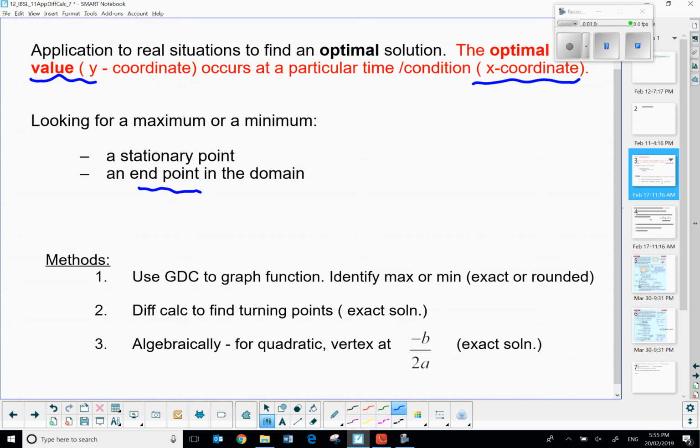Otherwise, if you're not in a calculator paper, then you're going to differentiate, do your differential calc, to find your turning points, and that will give your exact solution. We'll look at that in more detail in a moment, but that's one way of doing it. Otherwise, if you're in a quadratic, you can simply find the vertex, your X value for the vertex. So remember, this is where our X is equal to that. It gives us when it occurs. It doesn't tell us what the maximum or minimum is. So don't forget those basic rules rather than having to go through all your calc.